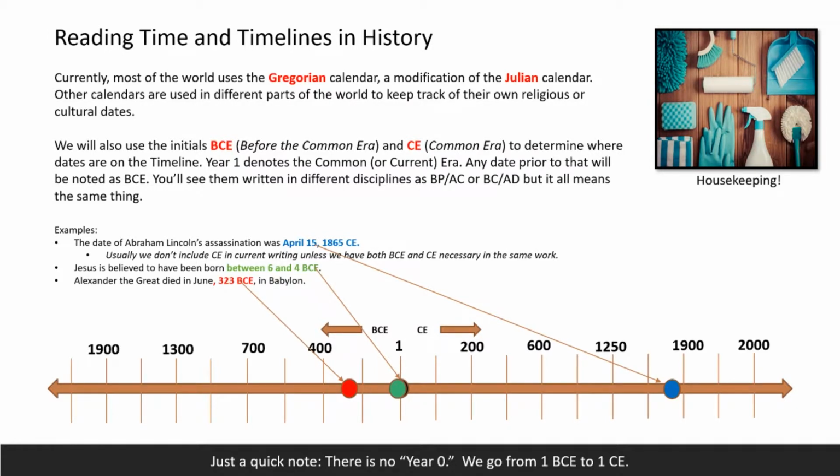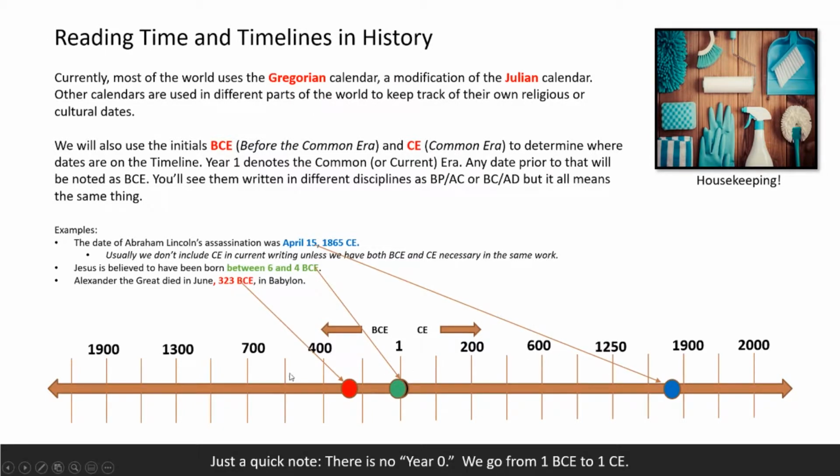So, let's look at the examples here. The blue one, that's around 1865 on this timeline. That was the date of Abraham Lincoln's assassination. Now, if you look here, almost on top of the 1, Jesus is believed to have been born between 6 and 4 BCE, not square up on 1. And of course, going backwards into BCE, Alexander the Great died in June 323 BCE.